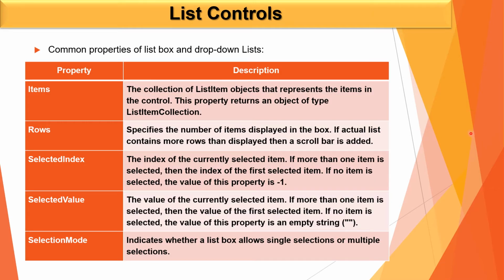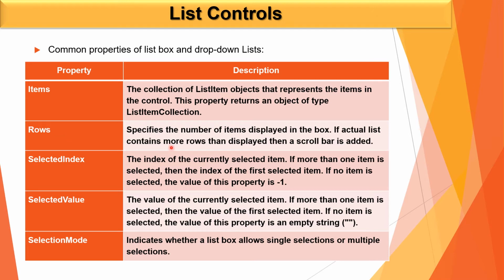So what are the common properties of these list controls? The list box and drop down list have some common properties. A very important property, first, is the Items property. It is the collection of list items, the objects that represent the items in the control. This property returns an object of type ListItemCollection. This will represent the items in the control, whatever number of items you give inside it.